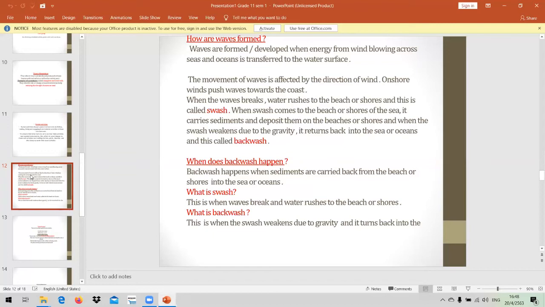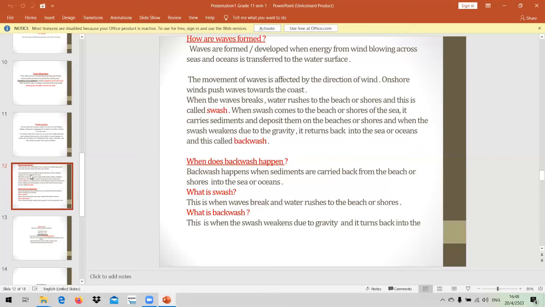The movement of waves is affected by the direction of wind. Okay? If let's say the wave is going north, but wind is blowing in the west, then the wave is definitely forced to change the direction and it will follow the direction of the wind. On shores, winds push waves towards the coast. When winds break, water rushes to the beach or the shores, and this is called swash.